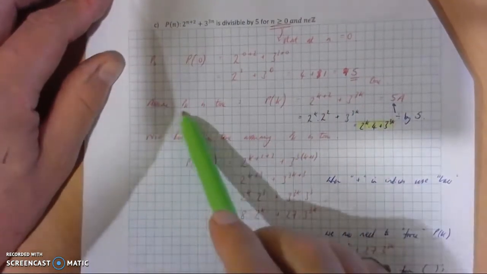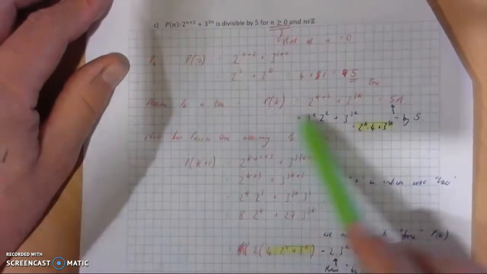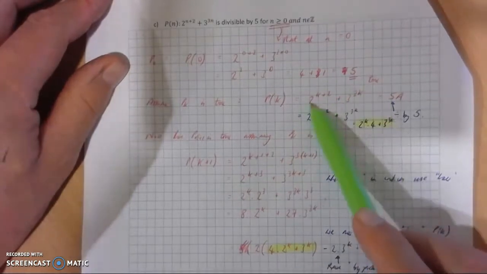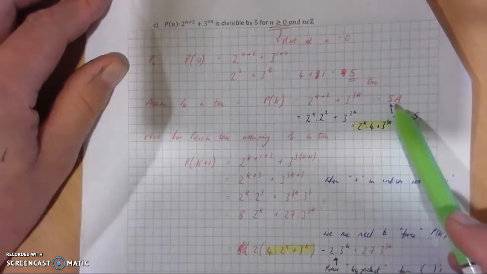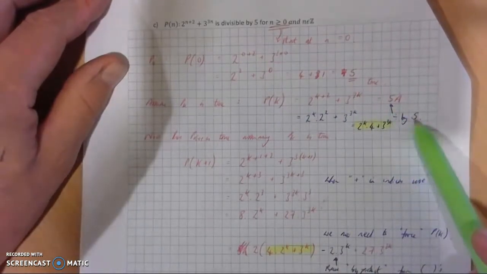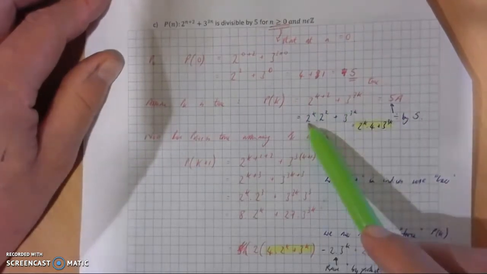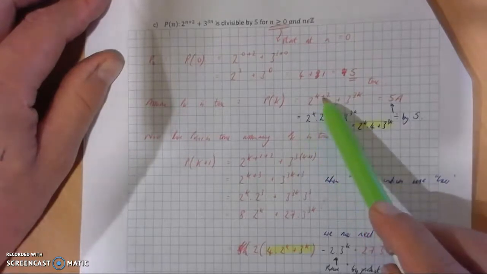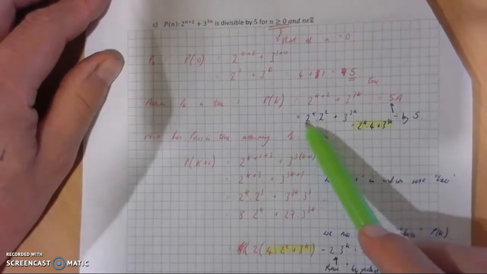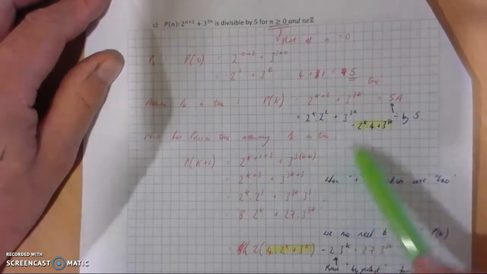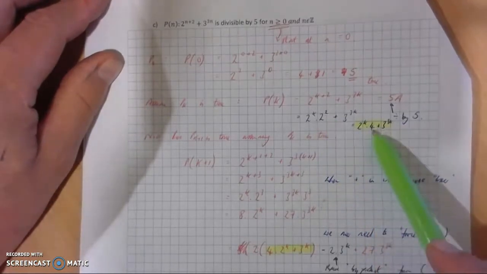Like always, we assume pk is true. We chuck k in for n and get this equation. A way of saying that it's divisible by 5 is to write 5a, which means it's divisible by 5. This may be useful in this form, or maybe it will be useful in this form. Remember that indices law says if it's a plus, you make it the same base number and times 2 to the k times 2 squared. That one stays. It may be useful to write 2 squared as 4.